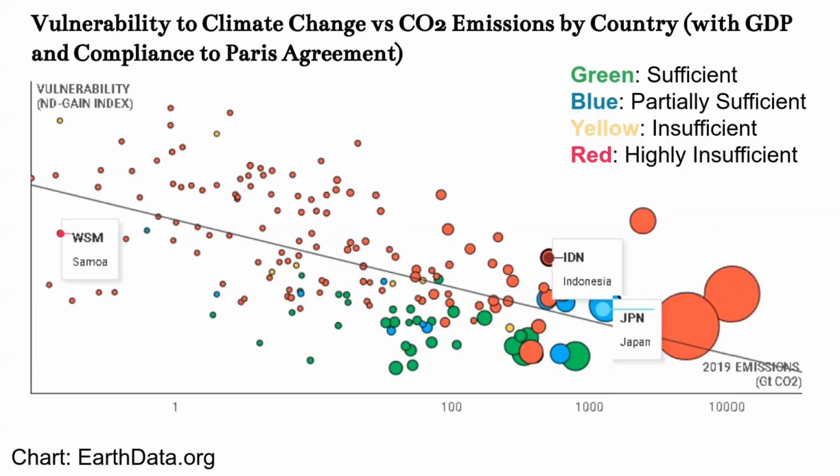However, as we look on the X and Y axis, we see that Japan contributes a large amount of CO2 emissions in comparison to Indonesia. Indonesia, located here, is lacking climate disaster initiatives and compliance with the Paris Climate Agreement, so is therefore considered highly insufficient, with limited GDP for combating against vulnerability of climate change impact that contribute to Indonesia's placement within the bubble chart.